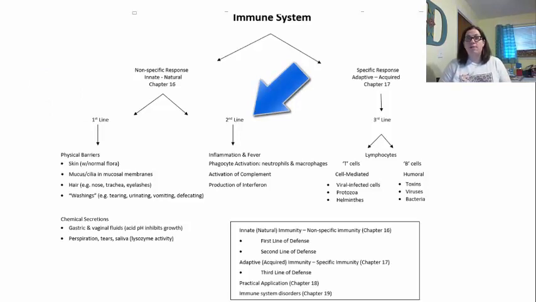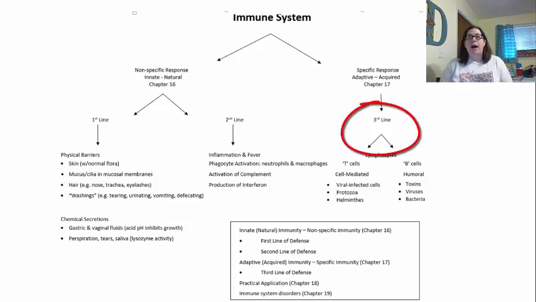This is still part of the innate or natural immune system. We also see that we can activate some of your phagocytic cells like neutrophils and macrophages. We also see activation of a system called complement, and also production of a chemical called interferon. These are all part of the second line of defense. Your third line of defense is part of your adaptive immunity. This third line is going to focus around special white blood cells called lymphocytes. There are two sections or branches to this third line.